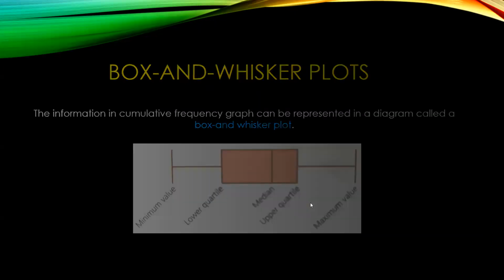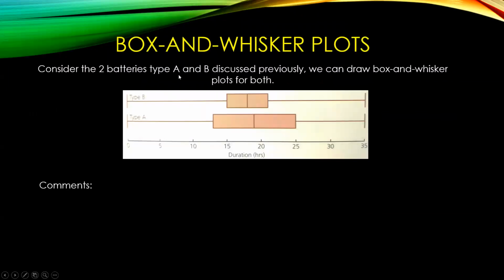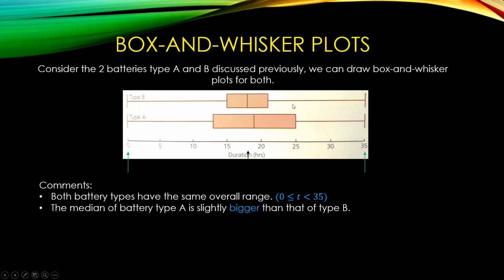Let's see the example to compare battery type A and B that we discussed previously. You can see the duration of the battery is from 0 to 35 for both of them, because we are testing with the same method. So both battery types have the same overall range, 0 to 35. From these two graphs you can also see the medians here. The median for type A is higher than type B, which means it lasts slightly longer than type B.